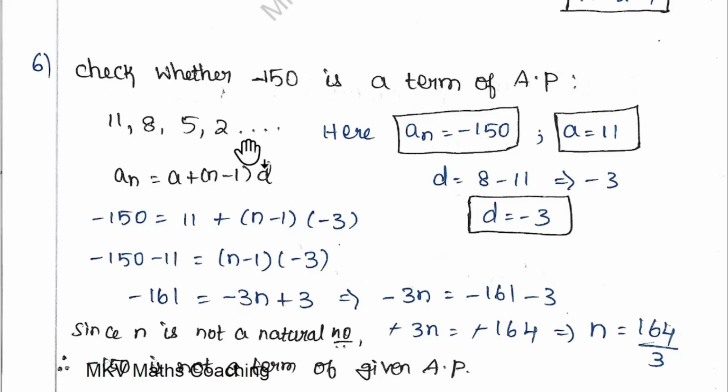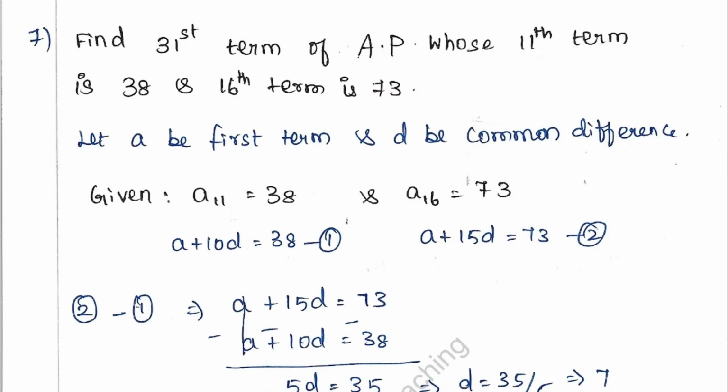Okay. So next question, find the 31st term of the AP whose 11th term is 38 and 16th term is 73. From this question you have to look cautiously into the data and take the data properly. 11th term 38 means A11 is 38, which I can write as A plus 10D is 38, right? And 16th term 73 means A16 is 73. So A plus 15D will be 73, right?